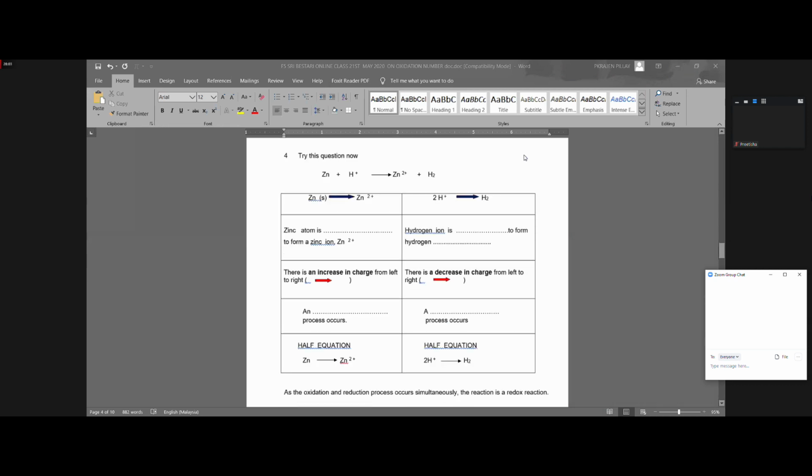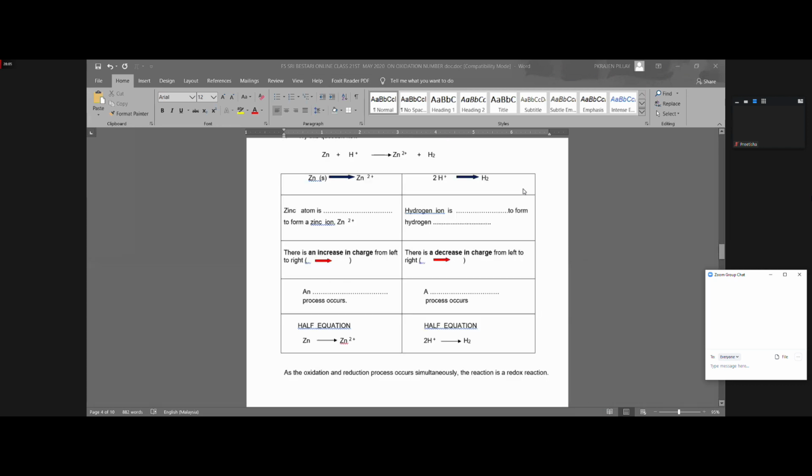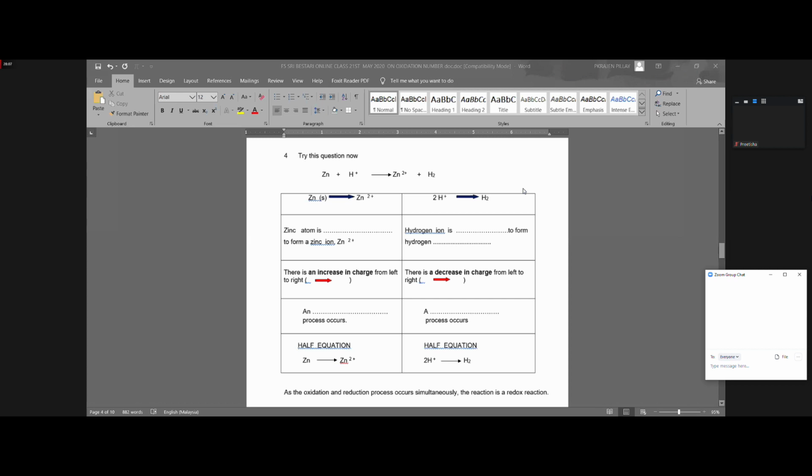Okay, try this now. After this, we go straight to oxidation number. Again, you do the same thing, the one I taught you to do. You go like this: zinc going to Zn2+, H+ going to H2. You do like that. From there, you identify it.